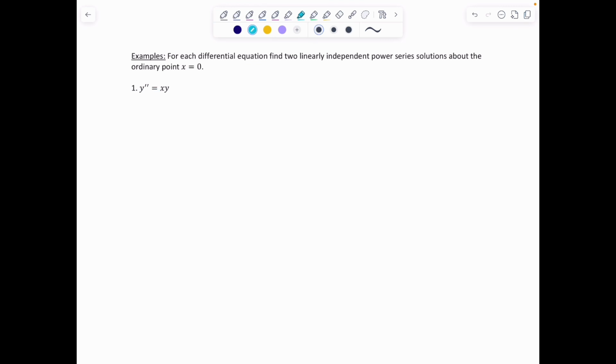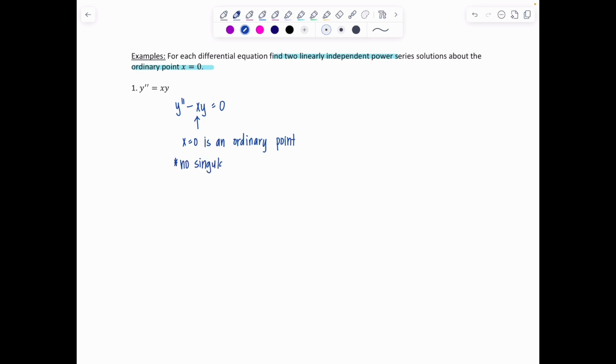All right, first example. For each differential equation, find two linearly independent power series solutions about the ordinary point x equals 0. Let's put this differential equation in standard form. y double prime minus xy equals 0. So x equals 0 is an ordinary point. And in fact, there are no singular points in this differential equation. Okay, don't fret. We will focus on those in the next section.